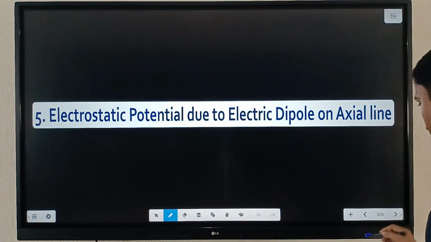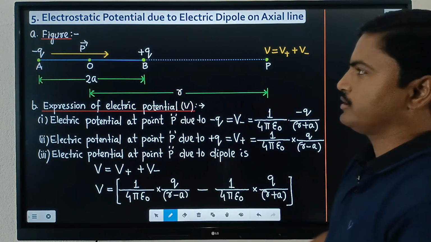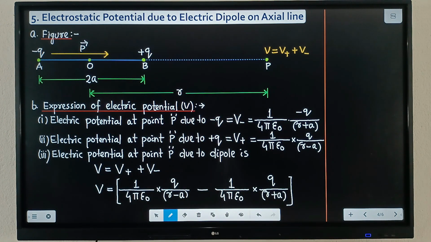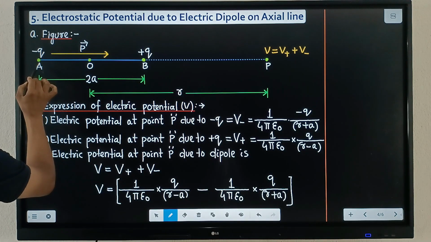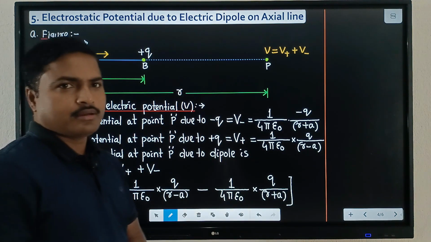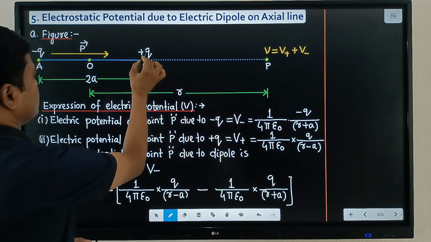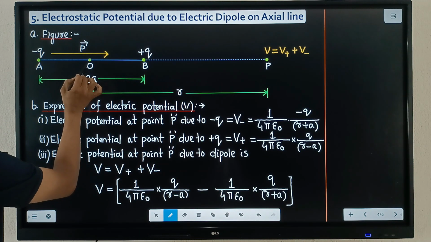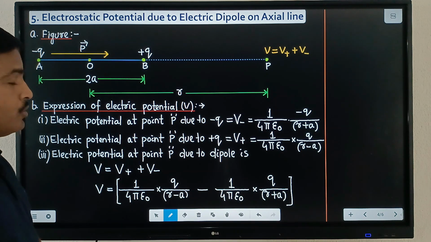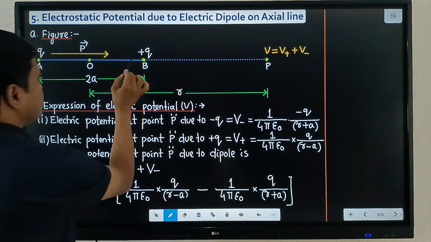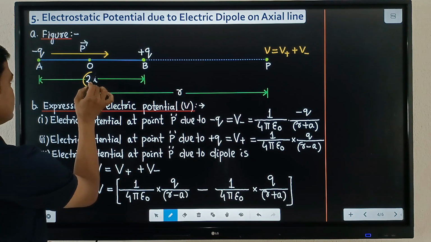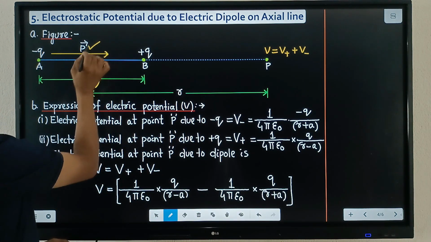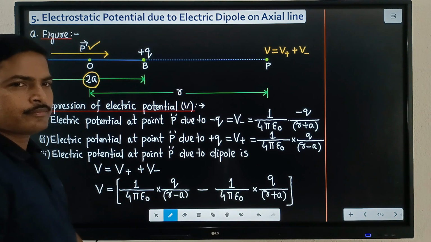So first we draw the figure. This one is the figure. Here we take the electric dipole: the first pole is minus q, placed at point A. The other pole is plus q, placed at point B. This point is the center of the electric dipole, which we write as O. We join A to B, and this distance we write as twice a. And this is the direction of the electric dipole moment, from minus q to plus q.